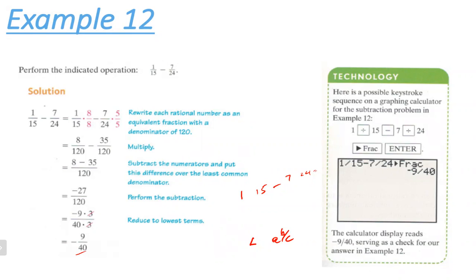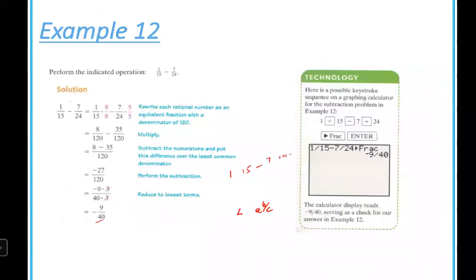Okay, so you press 1, and then you press the fraction key, then you press 15, and then you press minus, then you press 7, the fraction key, then 24, and then you press equal. Okay, I'll play around with it because I didn't put a fraction. I just put 1 divided by 15. Oh, well, if you do 1 divided by 15, you're going to get a decimal as your answer. Yeah, I'll have to play with it and see which one is the fraction key. Yeah. Okay. So that's that.